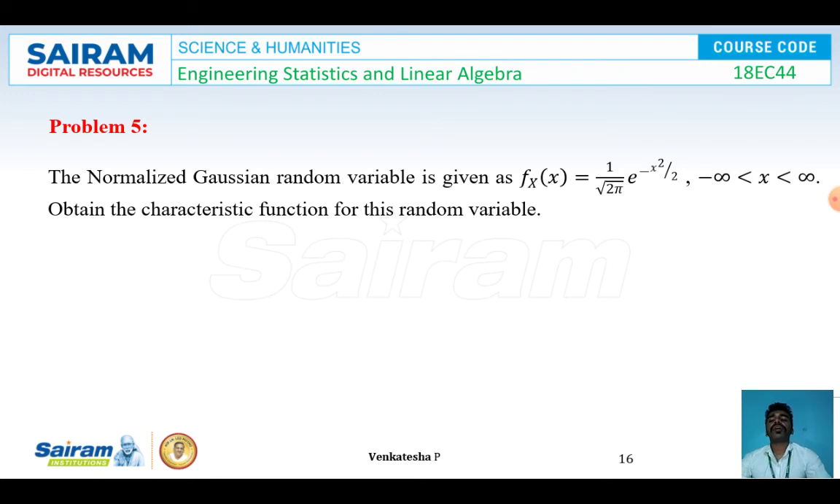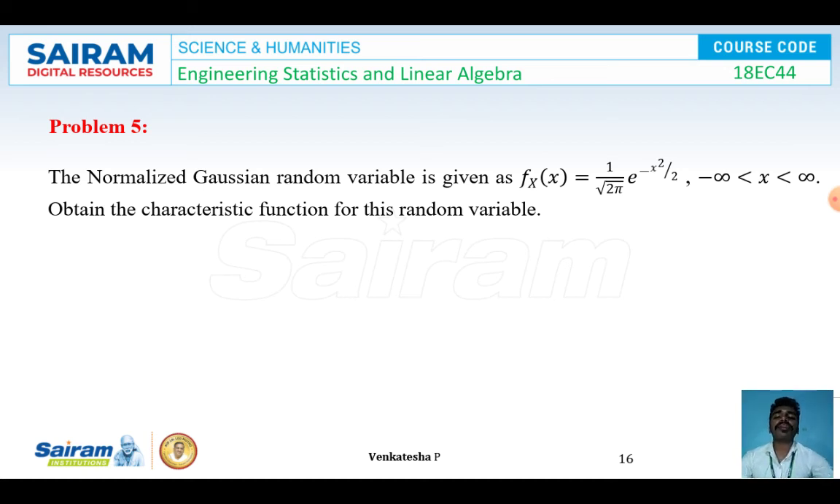Problem number 5. The Gaussian random variable is given in the form the density function is equal to 1 by square root of 2 pi e power minus x square by 2 with the range of x is minus infinity less than x less than infinity. So this function is a normal for the Gaussian random variable. So obtain the characteristic function for this random variable.